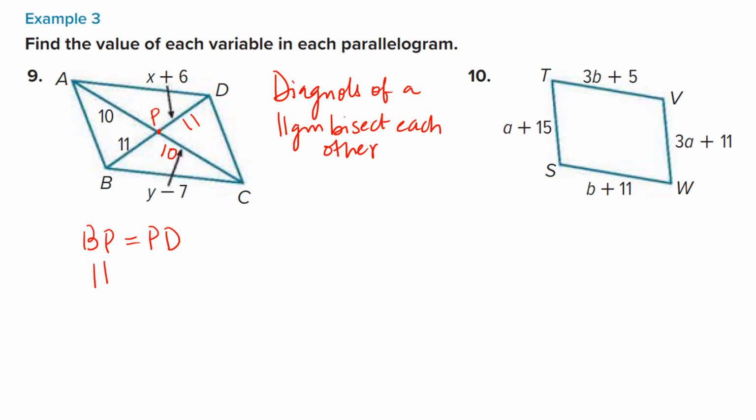BP is given to be 11, PD is given to be x plus 6. So from here you can get x, move 6 to the other side, 11 minus 6, so x is 5. You have got the value of the variable.